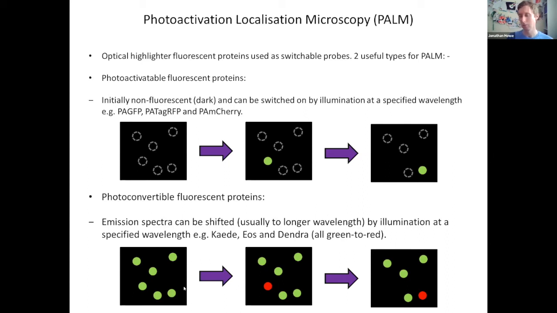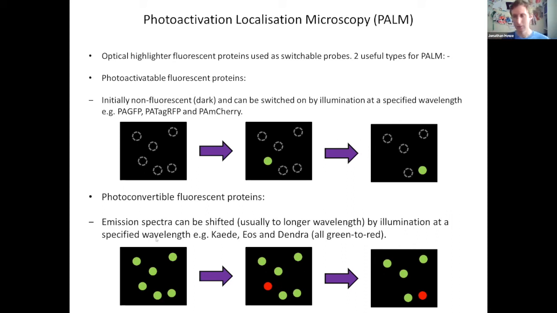So if you're imaging in the red channel, initially you would see nothing, but then as you start to trickle in a bit of 405 illumination, you start to convert the molecules from their green to their red form, and then you get as many photons as you can from those converted molecules in each frame and bleach them, and then with each frame a new subset of molecules will come on.